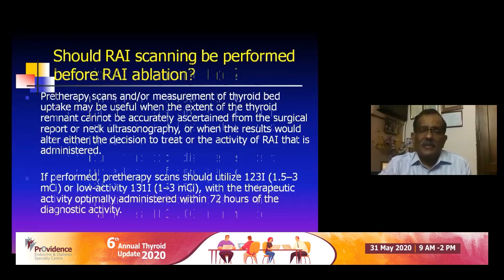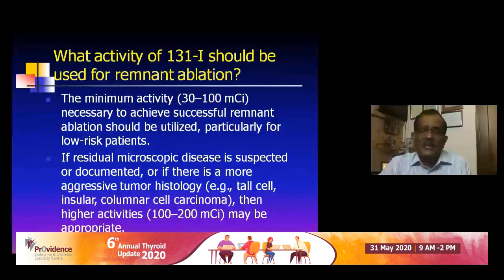Minimum activity of 30 to 100 millicurie is necessary to achieve successful remnant ablation. It should be used particularly for low-risk patients. If residual microscopic disease is suspected or documented, or if there is a more aggressive tumor histology like tall cell, insular, or columnar cell carcinoma, then higher doses of 100 to 200 millicurie may be appropriate.